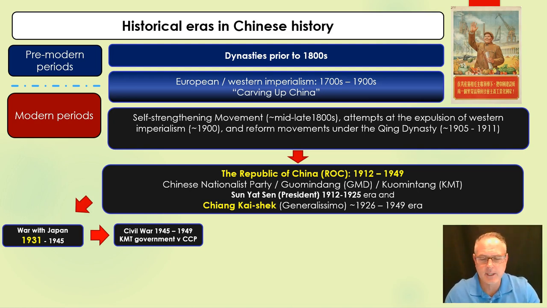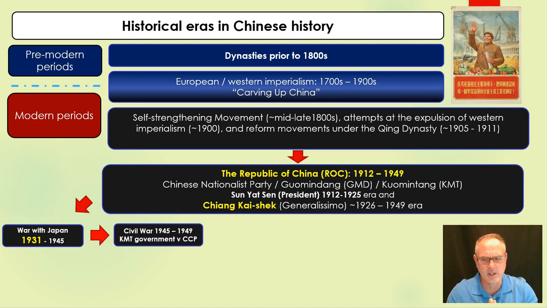Different countries have this rivalry between the communists, supported often by the Soviet Union, and the non-communist government supported by the United States. We'll go into this in more detail, but there's a civil war, and that's the next part you need to be aware of. A civil war in China between 1945 and 1949, between the Kuomintang, the GMD, or the KMT, and the CCP, the Chinese Communist Party.